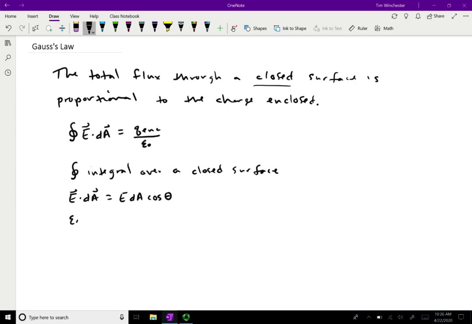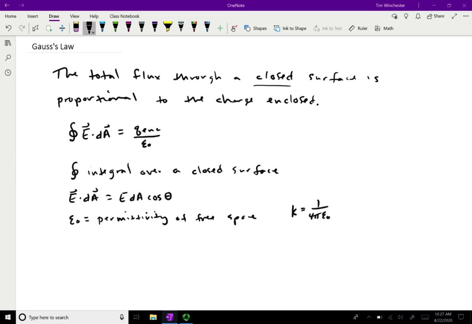And then epsilon naught is the permittivity of free space. So we've seen this constant before. Okay, the place where we have seen it before is that K, the electrostatic constant that shows up in Coulomb's law, is 1 over 4 pi epsilon naught. And in some of the examples in this chapter, you'll see why we like to use epsilon naught in a lot of places rather than K.